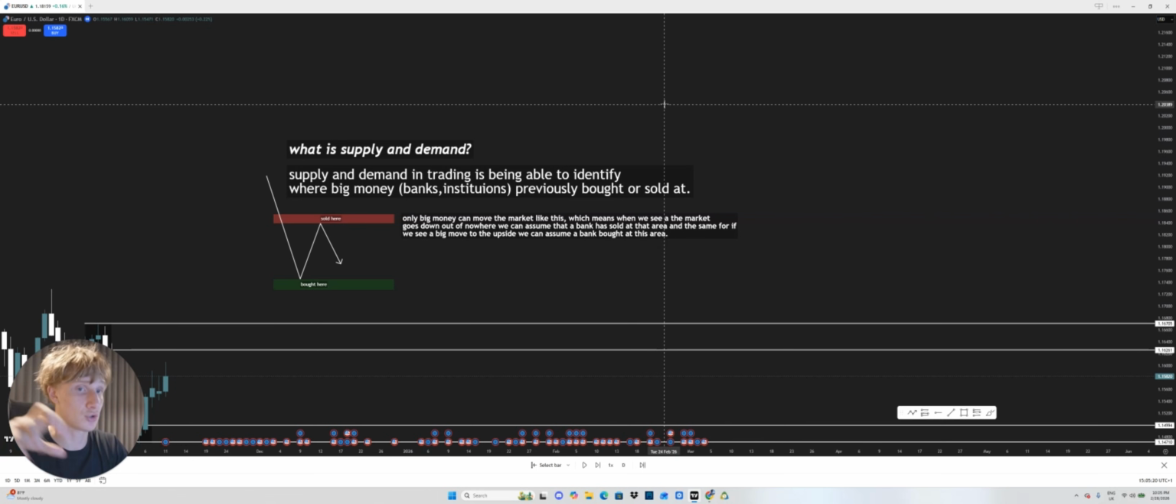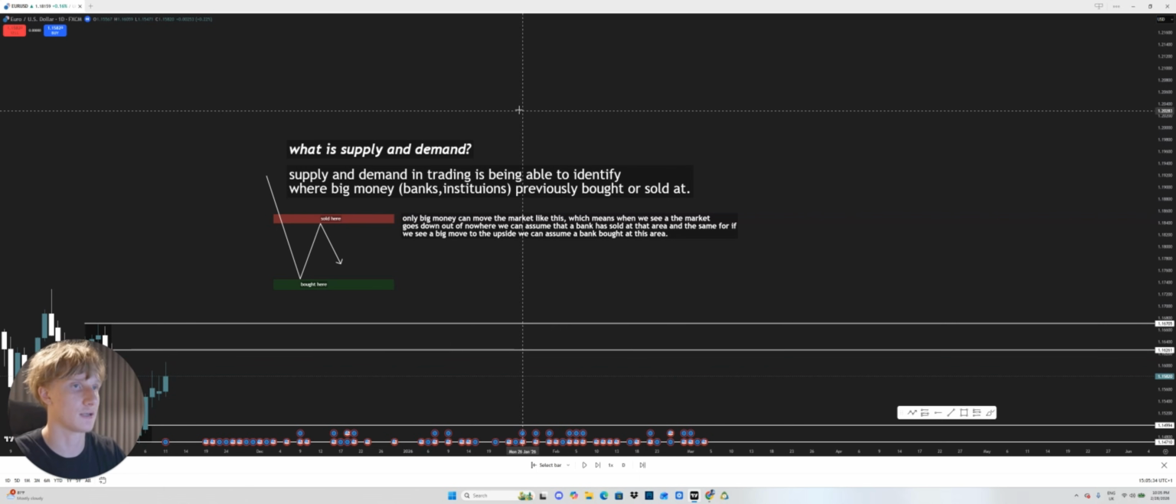Supply and demand in trading specifically is how we are able to identify where the big money, so banks and institutions, have previously bought or sold. We'll understand why that's really important in just a second, but take a look at an example like this. We can see price coming all the way down here, and out of nowhere it turns around and goes all the way up here. Then when it comes all the way up here, it stops and goes all the way down here.